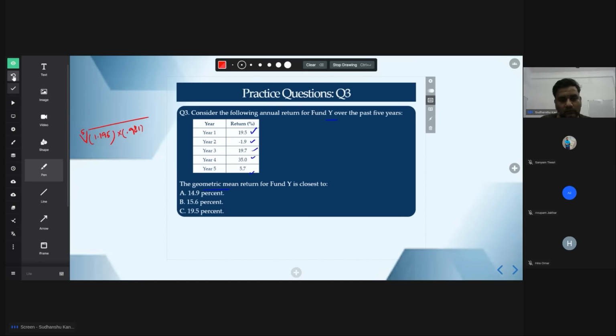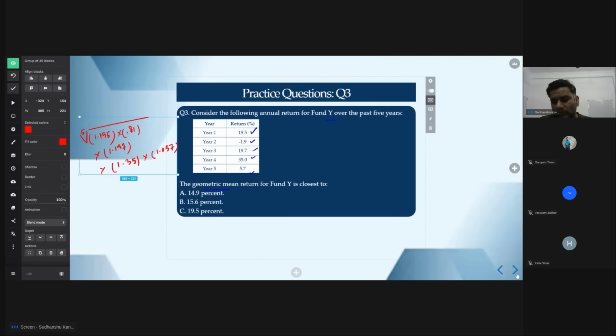just a second, guys, 0.81 would be there, and this will be into 1.197 into 1.35 into 1.057, right? So you take, multiply all these, take the fifth root and minus 1. All these have to be done in calculator, guys.